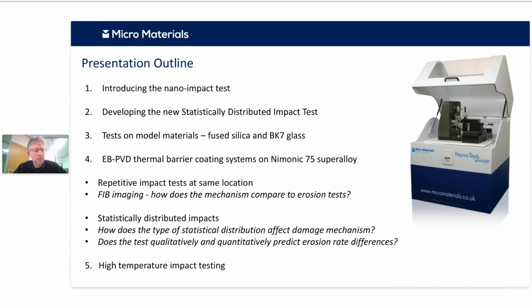Then I'll move on to talking about the random or statistically distributed impact tests. And there we wanted to understand how does the type of statistical distribution affect the damage mechanism? What's the effect of the spacing between the impacts and things like that? And does the test qualitatively and quantitatively predict the real erosion rate differences?